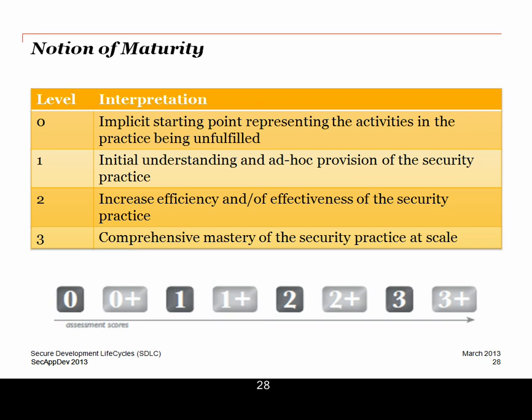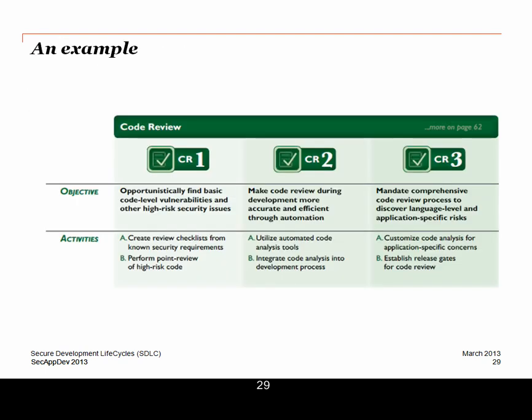Okay, just one example. Again, the model is available. Have a look at it. Code review. We have level 1, 2, and 3. In level 1, we have two activities: create review checklists and perform code review. Level 2 is use tools, use automated tools, and integrate code analysis into the process. And level 3 is customize the tools for your specific rules and make sure you have a release gate, so a checkpoint to make sure that you did it the right way. So the further you go, the more advanced the activities are that you're implementing with the model.